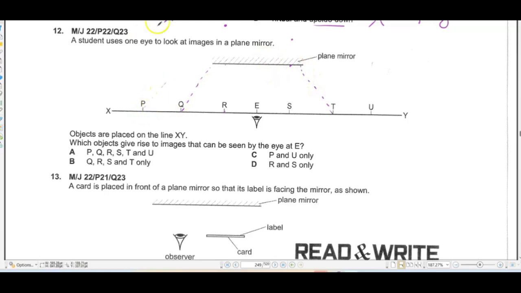But P, if you extend the line, doesn't get an image on the mirror, and Y also doesn't form. So P and U won't be there. Q, R, S and T are the objects that will have an image in the plane mirror since the student is using one eye. Okay? So Q, R, S and T only. Yes, P is the correct option over here.